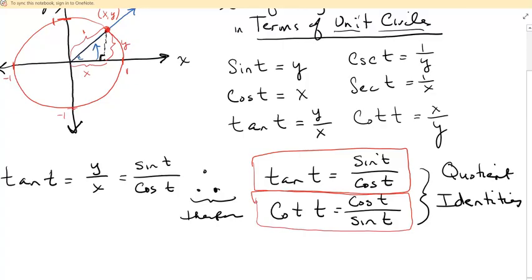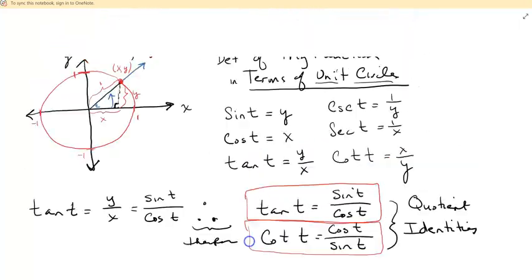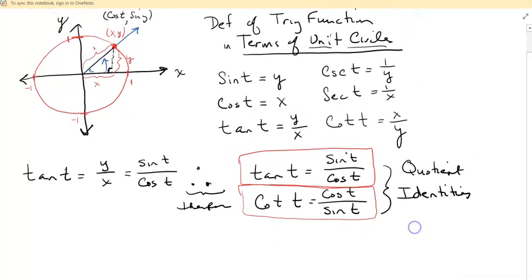So, two more identities that you really do need to memorize. In fact, I'm going to use this unit circle to come up with one other identity. And this one comes from the equation of a circle.